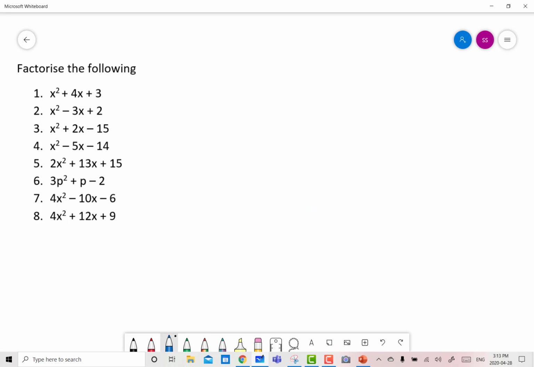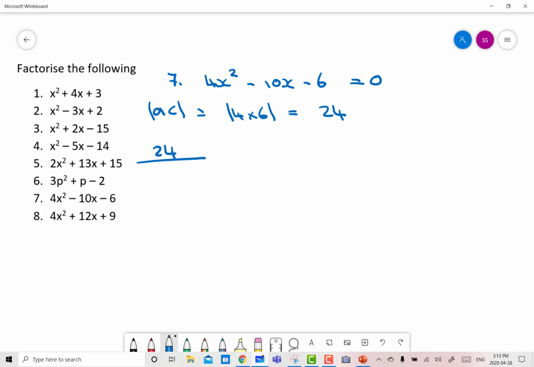So for number 7, we've got 4x squared minus 10x minus 6. So we want AC, and that's going to be equal to 4 times 6, which is 24. I now want the factors of my 24. So that's going to be 1 and 24, 2 and 12, 3 and 8, 6 and 4. Or I should have written that the other way around. I should have written it as 4 and 6.